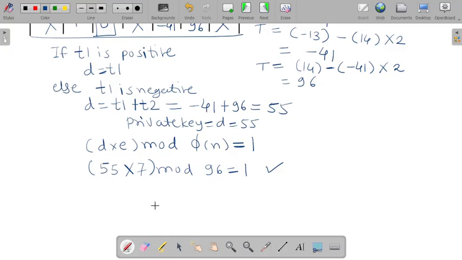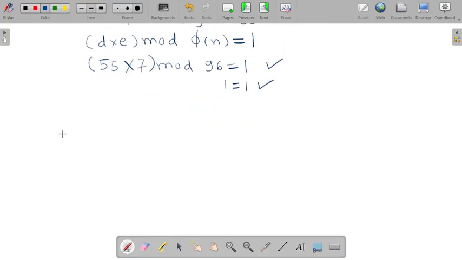This formula is correct after putting the value 55 here, so the value of our private key is correct. After calculation of this mod, you get the answer 1. So 1 is equal to 1. It is true. Now we will perform the encryption.